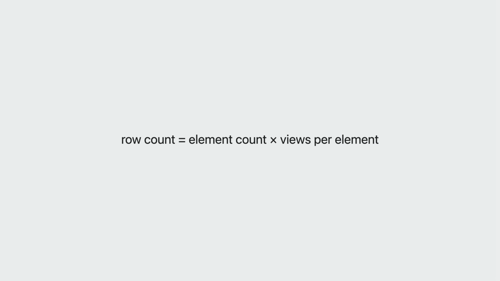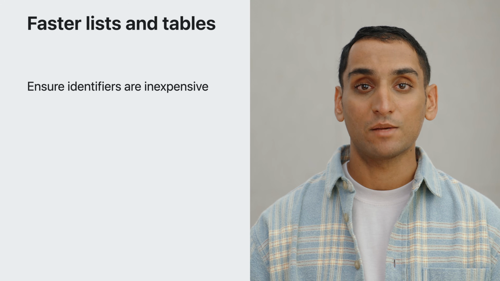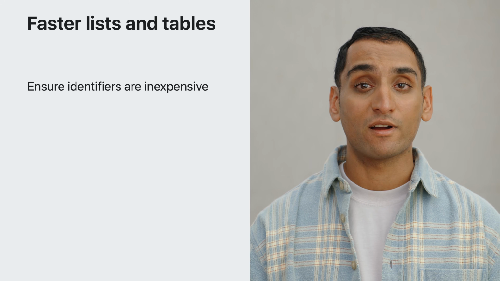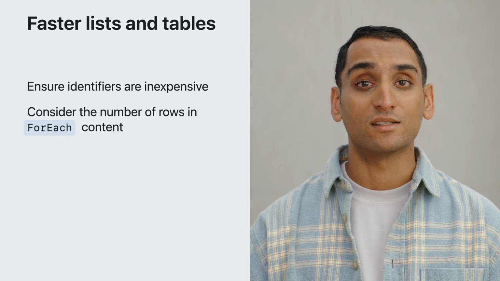The basic equation to think about is that the row count resulting from a ForEach in a list is equal to the number of elements multiplied by the number of views produced for each element. In Table, this is similar, but it's the number of table rows per element. We've covered a few tips and tricks for faster lists and tables here, namely that you should ensure identifiers are cheap to create and that the number of views in ForEach content is constant.